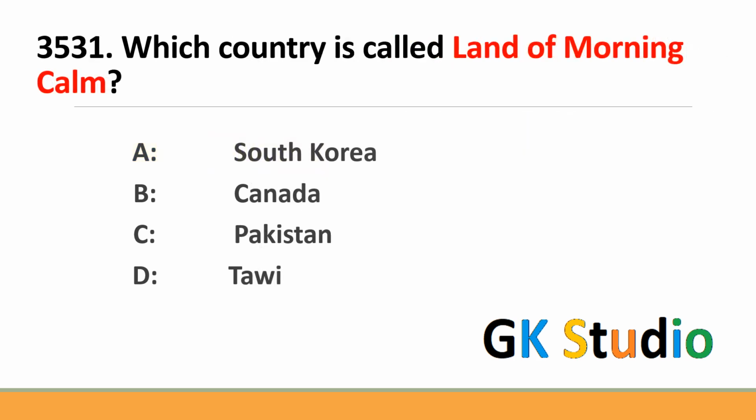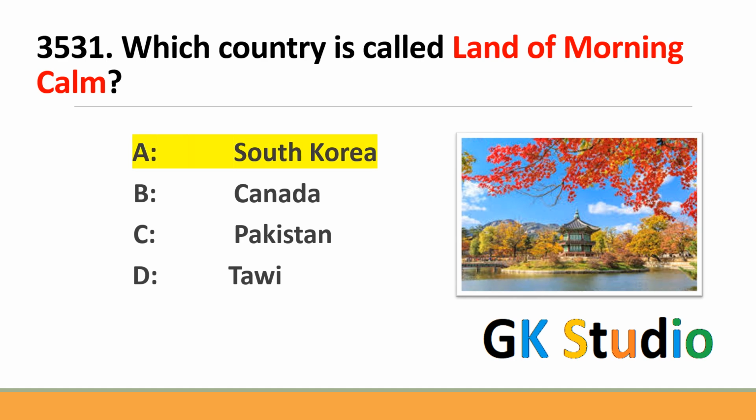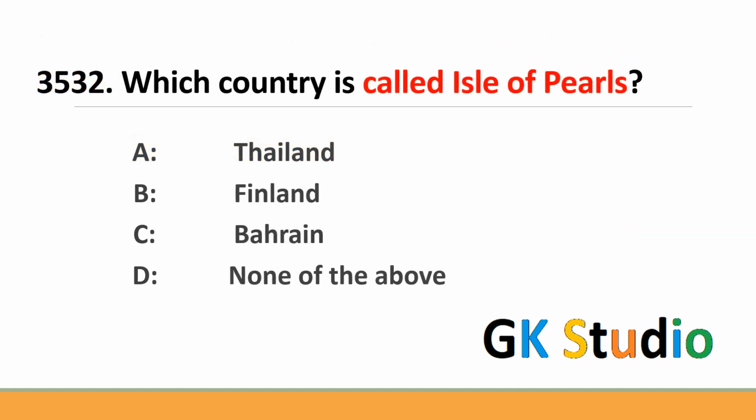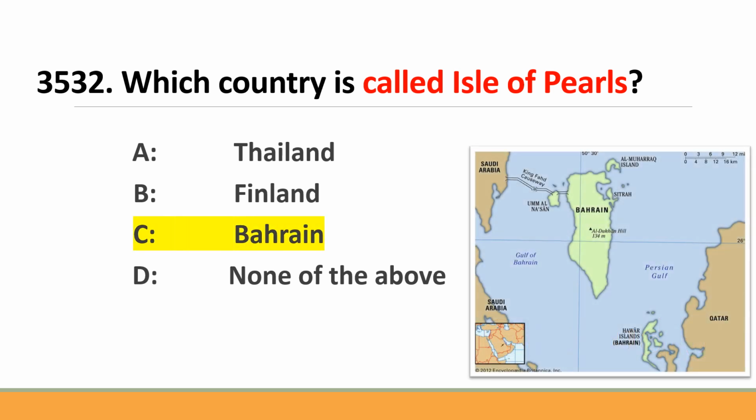Which country is called the Land of Morning Calm? Korea is called the Land of Morning Calm. Which country is called the Isle of Pearls? Bahrain is called the Isle of Pearls.